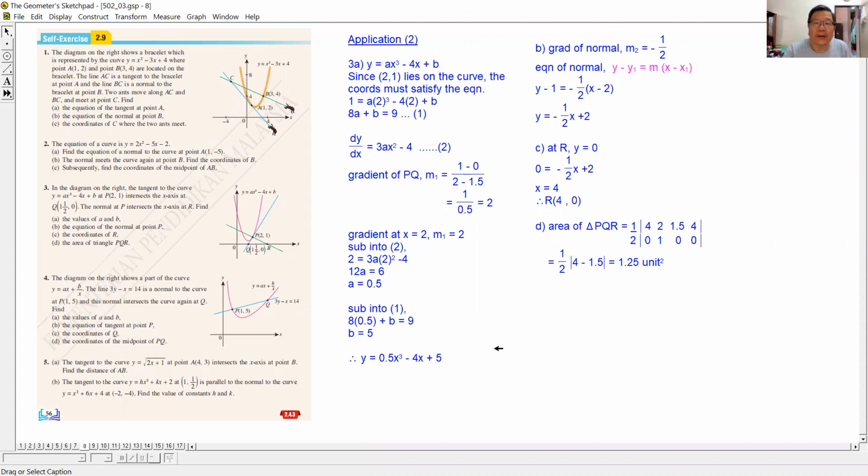Okay, now the gradient of tangent you know is 2. What is the gradient of normal, which I call M2? You take this number 2 here, flip it, become 1 over 2. Positive sign, you change to negative sign. That will be the gradient of the normal. Now, knowing the gradient of normal, do you know a point on the normal? The normal is this green line. A point on the normal is (2, 1). So I use (2, 1), gradient I use negative half.